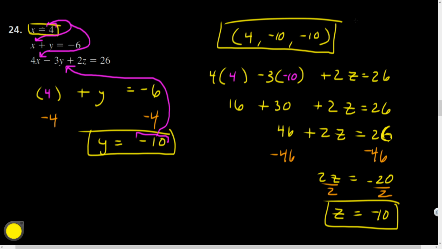There's your answer. So solving by elimination or substitution, sometimes one is easier than the other. They both work all the time. Just depends on how much work it becomes. In this problem, I would always use substitution if I had a choice, because one of these variables was already solved for. It looked much easier.